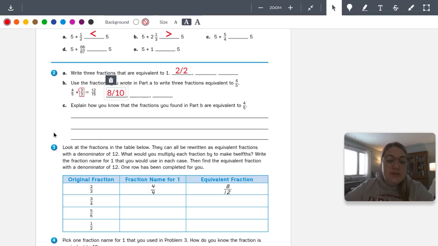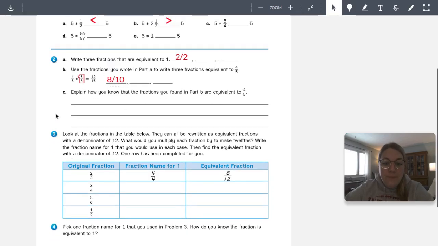So then let's talk about C. Explain how you know that the fractions you found in part B are equivalent to 4/5. So guys, remember, anything times 1 equals itself. For example, when I do 2 times 1, that's 2. When I do 5 times 1, that's 5. So even if I'm doing a fraction times 1, it's going to be that fraction. So if I had 4/5 times 1, technically it's still 4/5.